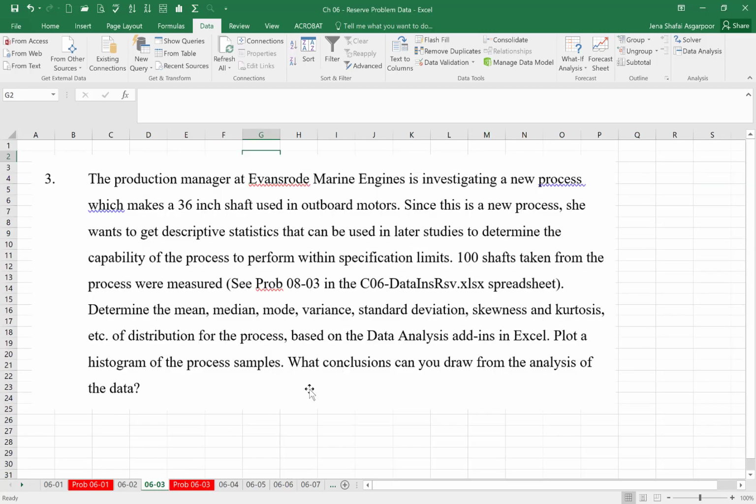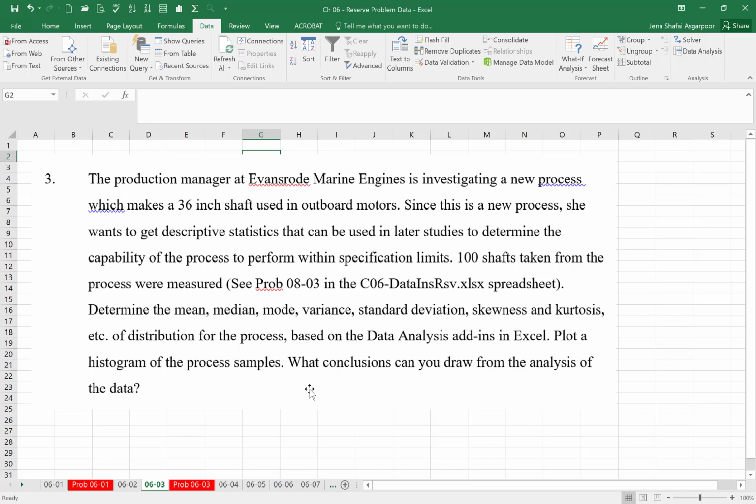This is a problem where we use the Data Analysis ToolPak descriptive statistics module. The production manager at some engine manufacturing company is investigating a new process which makes a 36-inch shaft used in outboard motors. This is a new process, so she wants to get descriptive statistics that can be used in later studies to determine the capability of the process and to determine whether it performs within spec limits.